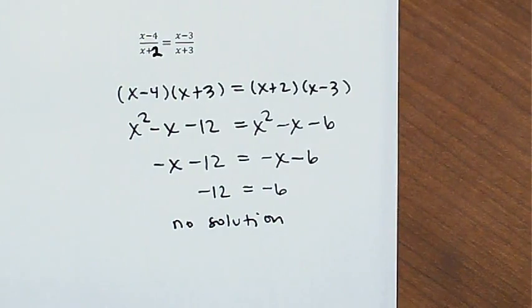All right, there you have it. So if you whittle this one down, you cross multiply, distribute, start trying to solve for x, you'll get down to something like negative 12 equals negative 6. And that's never true. So that means that the original equation is never true. And so I conclude that there is no solution to this equation. It's been a while since we've seen one of those.